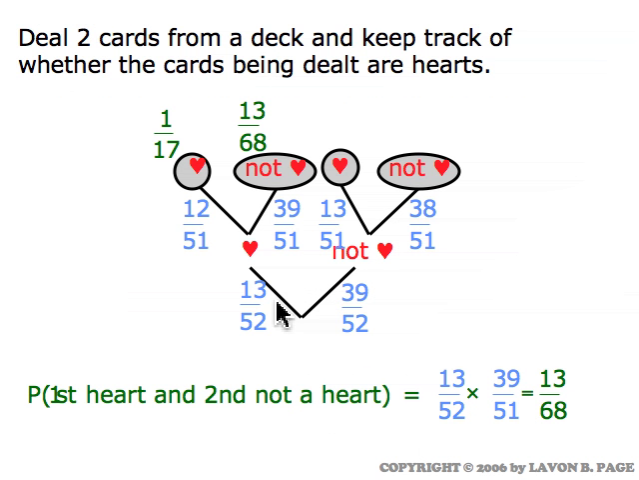Let's go on and fill in the probabilities of the other outcomes. The probability the first card is a heart and the second card not would be this probability times this probability. The probability the first card is a heart times the probability the second one is not a heart, based on our knowledge that the first one is. That product is 13 over 68.